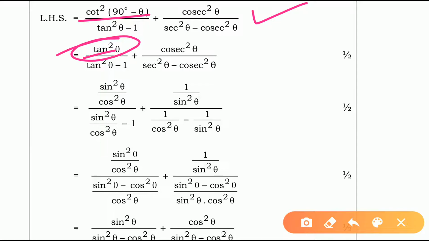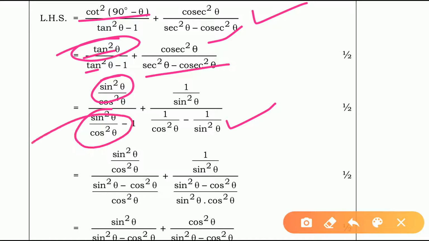Here tan square theta is equal to sin square theta by cos square theta, because we know that tan theta is equal to sin theta by cos theta. The reciprocal of sin theta gives cosec square theta, which is equal to 1 by sin square theta. This tan square theta can be written as sin square theta by cos square theta minus 1, and sec theta and cosec theta can be written like this. Here take LCM, we get cos square theta. Then after simplification, this and this get cancelled, and sin theta gets cancelled.